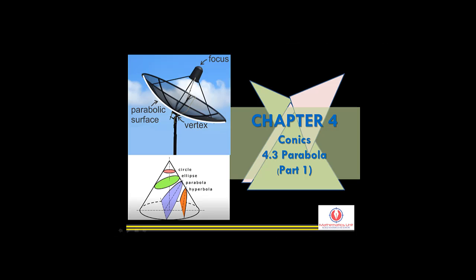Chapter 4 connects 4.3 Parabola Part 1. Parabola has many important applications. It can form a parabolic antenna or parabolic microphone. This is an example of a parabolic form of antenna, such as a radio telescope, and other related examples.